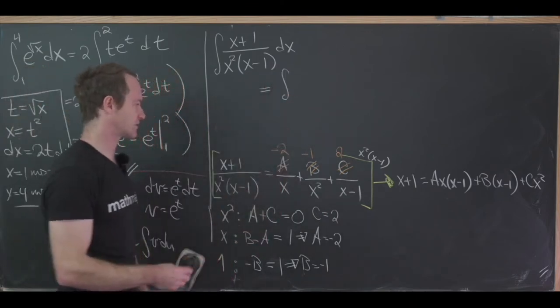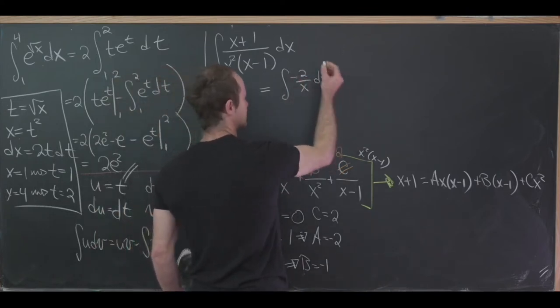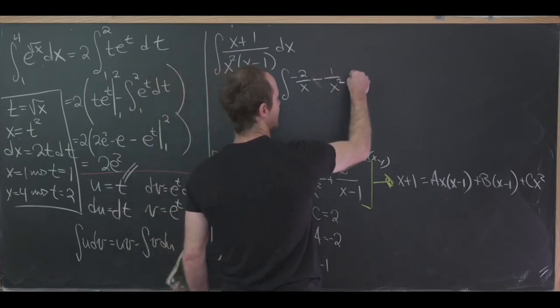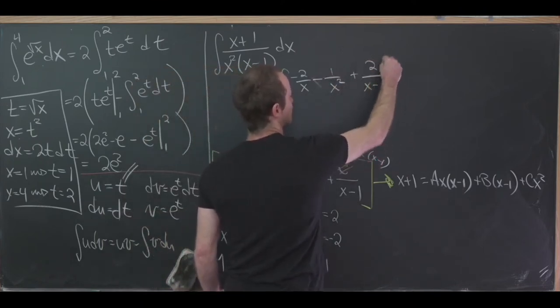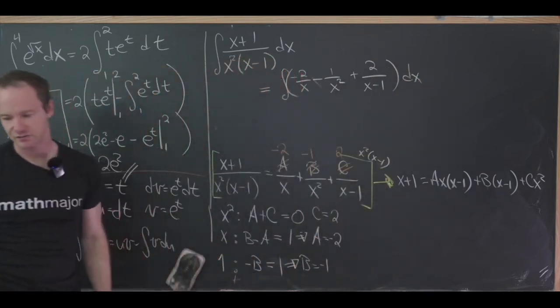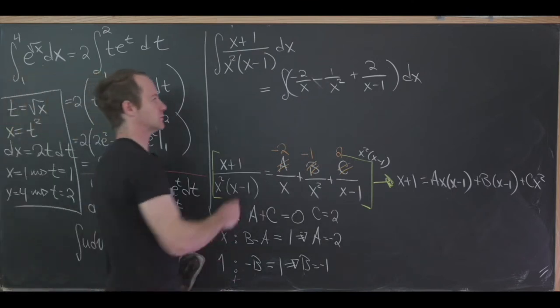That gives us the integral of negative 2 over x dx. Well, maybe we'll put it all together. And then minus 1 over x squared, and then plus 2 over x minus 1. But each of those, we know how to take the antiderivative. Two of them are natural logs, and the remaining one we'll use the power rule.